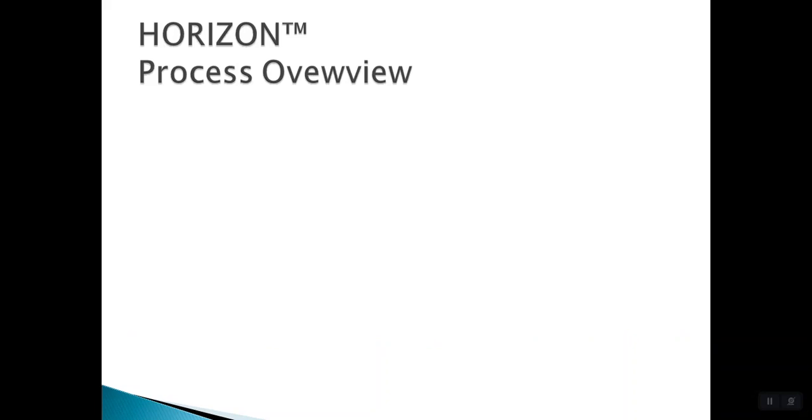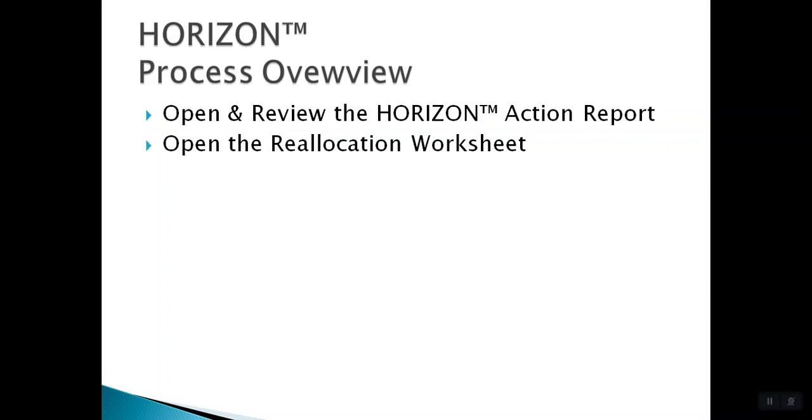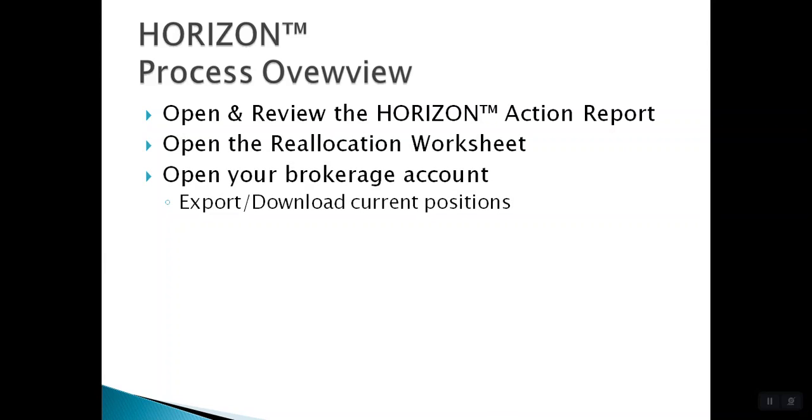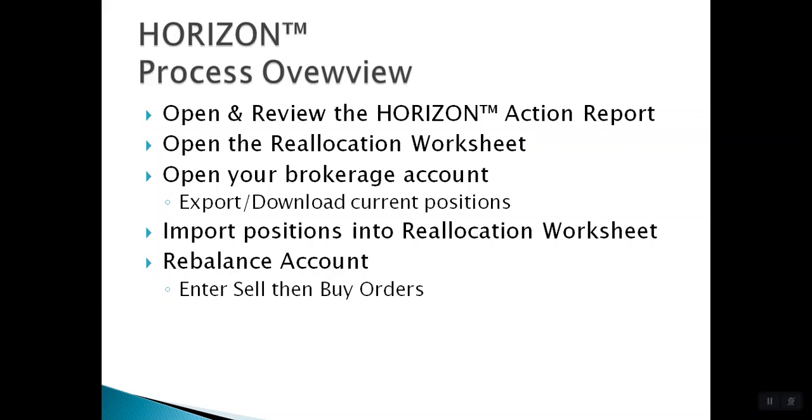We're going to go through in real time the 5 main steps in the reallocation process. First, we're going to open and review the Horizon Action Report. We're then going to open the Reallocation Worksheet. We're then going to open our brokerage account. From there, we're going to use their capabilities to export your current position information, which we will then turn around and import into the Reallocation Worksheet. The Reallocation Worksheet will automatically generate the transactions we will then go back into and enter our TD Ameritrade account.